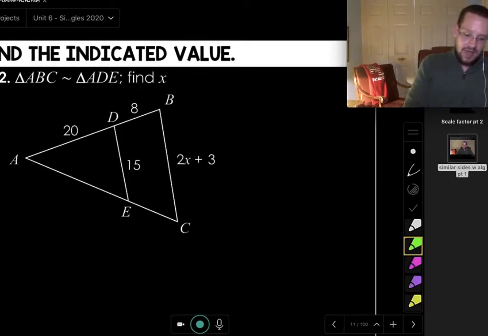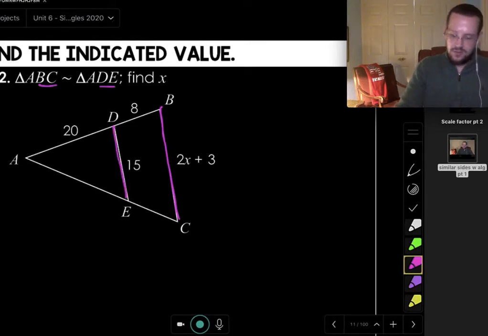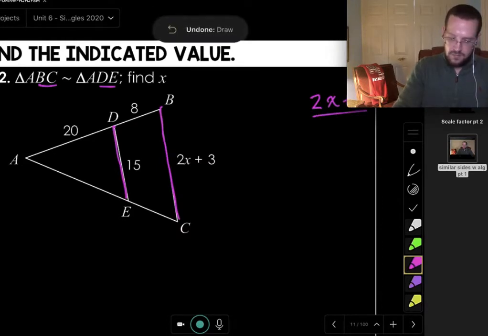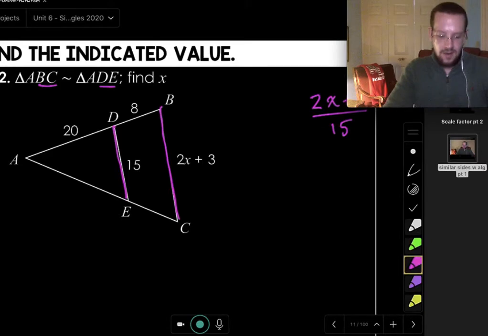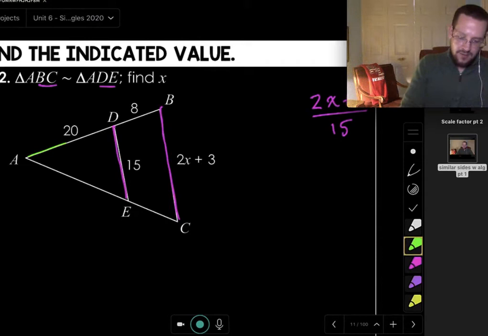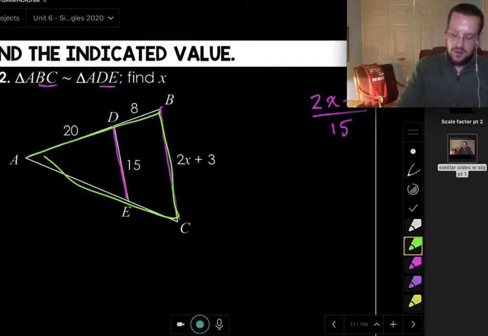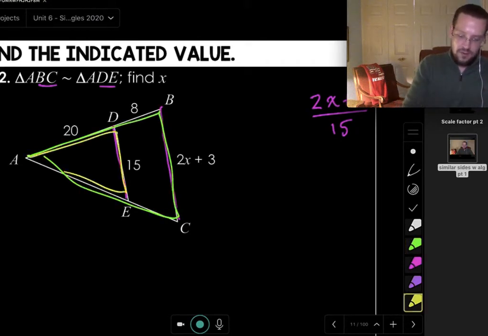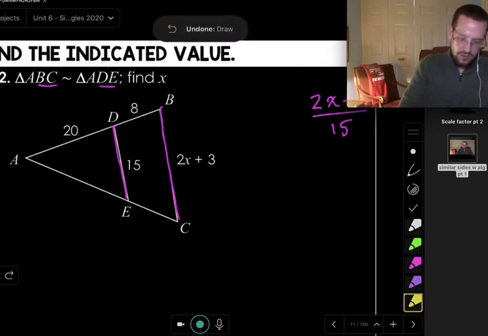So let's look at some corresponding sides. Now, clearly, it looks like to me that BC and DE are corresponding. And so what I'm going to do here is I'm going to make a proportion. Okay. And now, really I have to look at this other one. Now, we have two triangles here. We have this big triangle here in green, and then we have this small triangle here in yellow. Okay, so that's how I'm going to kind of look at these.